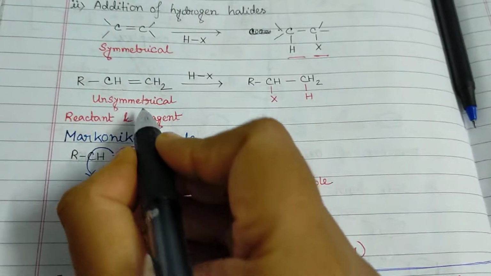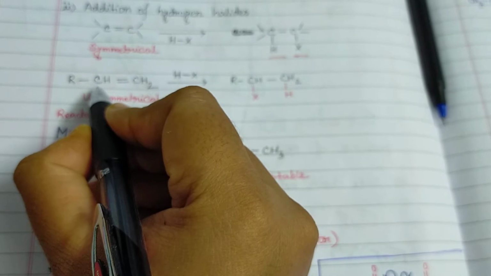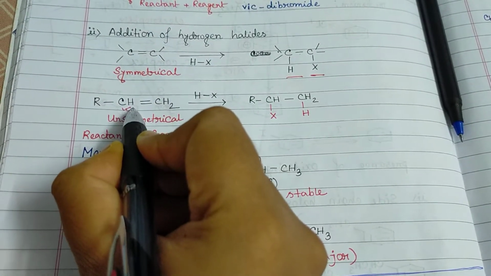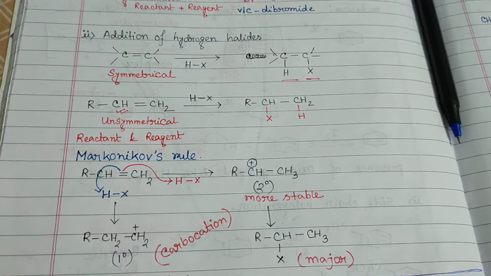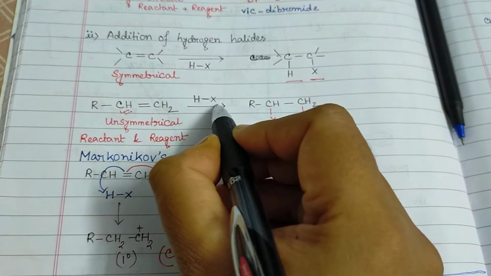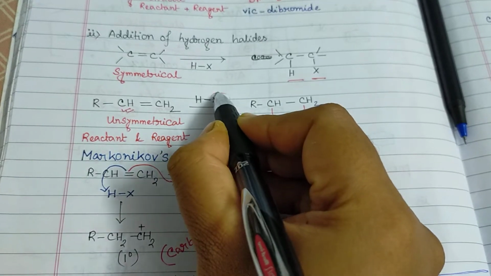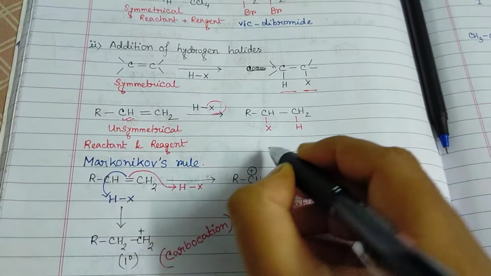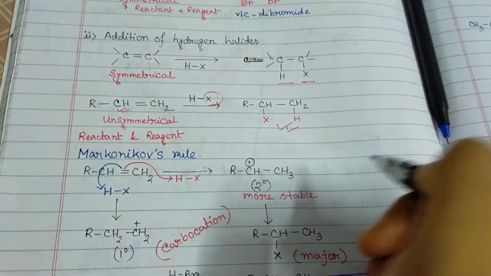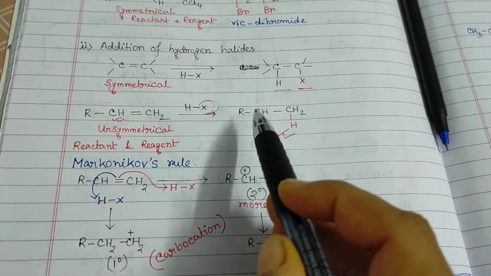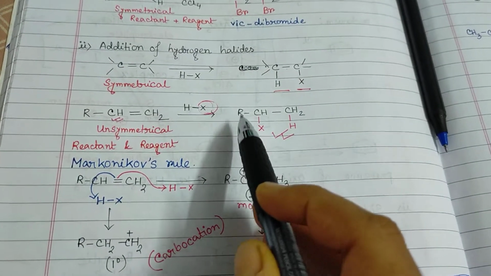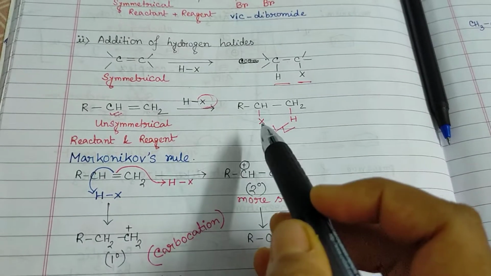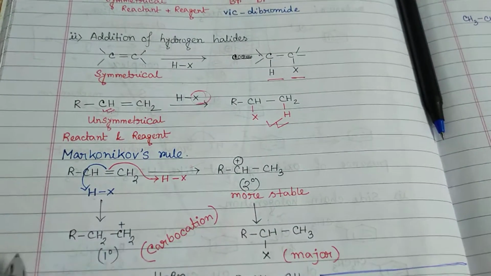That means in this compound, the carbon, this one, is having less number of hydrogen. So here the halogen from HX will add to this double bonded carbon, and we can have our product like this one. That means 2-halopropane or any other substituent. If R is any other substituent, then according to that we can have our product.